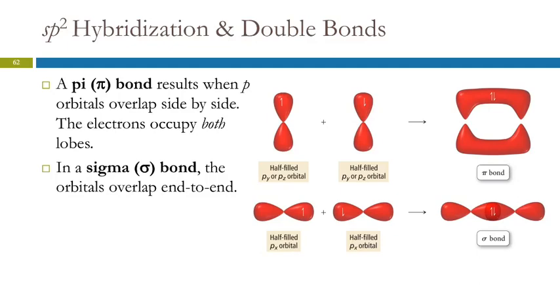No. This pi bond, we've got overlap of these two lobes and these two lobes. An s orbital is only one lobe, if you will, and so it can't form this double overlap.